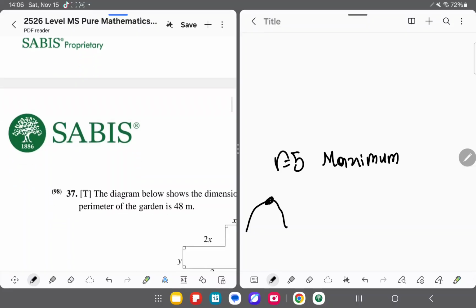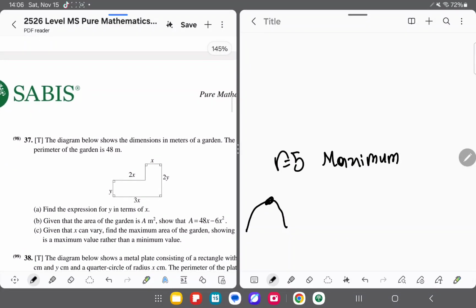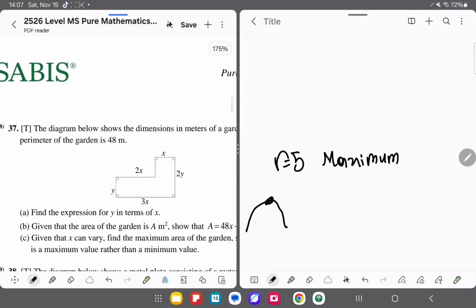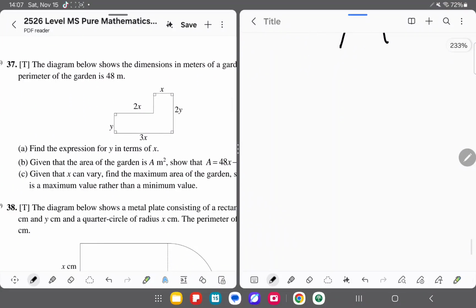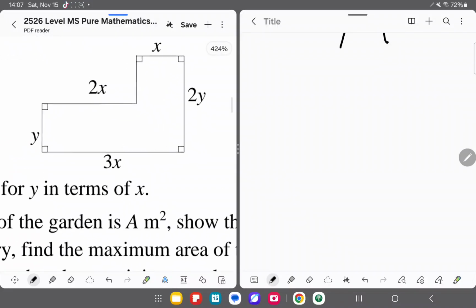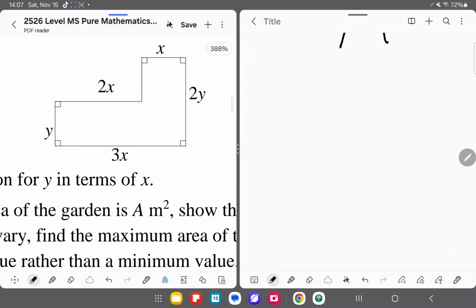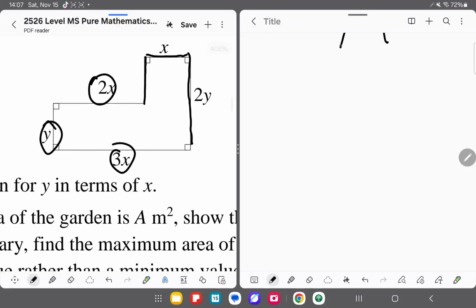Okay, now moving on. The diagram below shows the dimensions in meters of a garden. The perimeter of the garden is 48 meters. So find the expression of y in terms of x. First, they gave us the perimeter, so we must add each following side. So 3x over here, plus y, plus 2x, and then plus this length we don't know, plus x plus 2y. Given that this is a straight line, over here, and this is also a straight line.